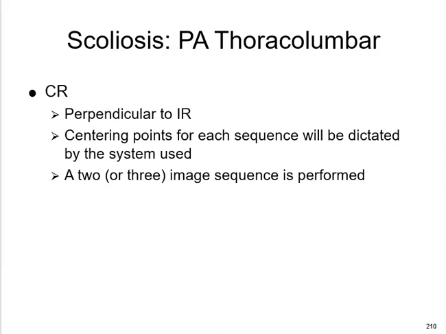So your central rays can be perpendicular to the image receptor. Centering points for each sequence will be dictated by the system you use whenever it has to make multiple exposures and stitch the images together. So it could be 2 or 3 images sequenced.